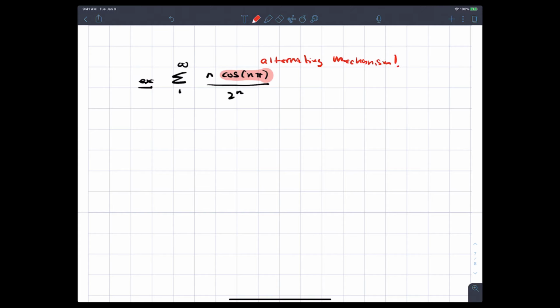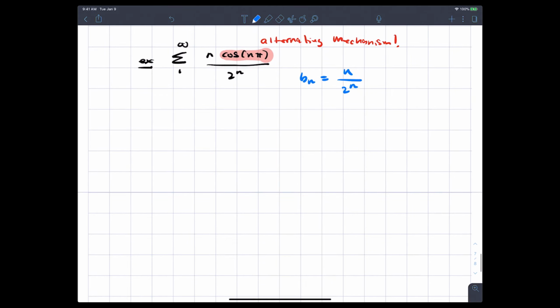It alternates. So that the Bn portion would be n over 2 to the n. Now, here's something that I want to remark about. Notice that the numerator term is increasing. N is increasing. So we have an increase in the numerator, and we have an increase in the denominator. So they're both increasing here.